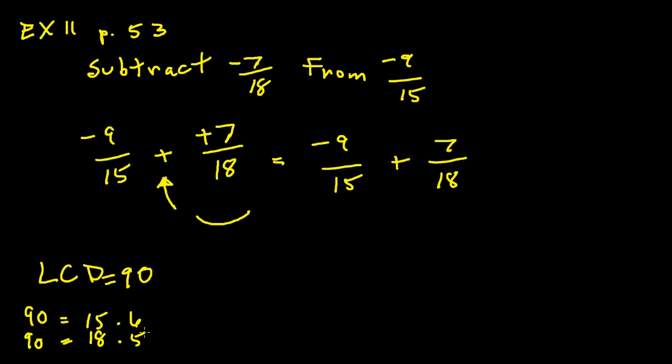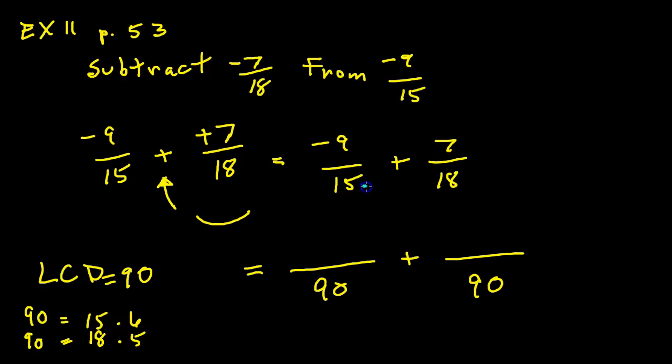So we can see 90 is a multiple of both 15 and 18, and it's the smallest number that's a multiple of both, hence the name common denominator. All right, so I'm going to want to convert these fractions to equivalent fractions with 90 as my new denominator. Watch out for the signs here. I'm going to multiply, let me get another color here.